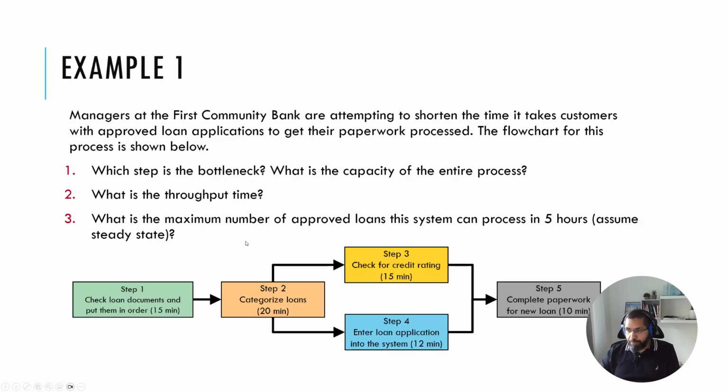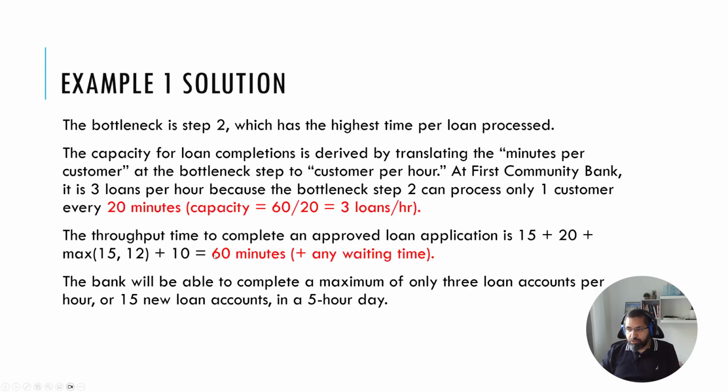Okay. So last question, what is the maximum number of approved loan applications the system can process in 5 hours? Okay, so we already know the capacity of the process is 3 units per hour from step 1, the question 1. And so in 5 hours, just multiply that by 5. So the capacity of the process in units per hour times the time you give it, 5 hours, should be the answer to question 3. So that will be 5 times 3 or 15. The bank will be able to complete a maximum of only 3 loan accounts per hour. So 15 loan accounts in a 5-hour day, because that's 3 times 5 is 15.